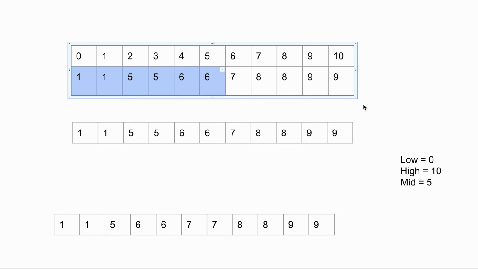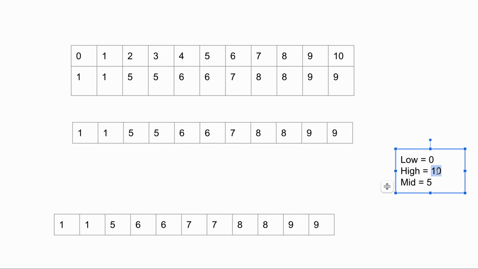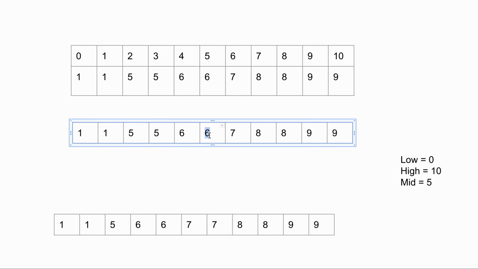Let's do a dry run. Initially, low will be 0, high will be 10, and our mid will be 5. So we go here, and since this is an odd index, what do we have to check? We have to check the prior element. Are they both the same? Yes, they are the same. If they are both the same, can the answer occur in the first half? No, it cannot occur in the first half. So we can just eliminate the first half.